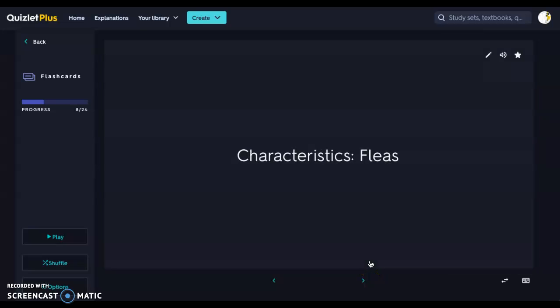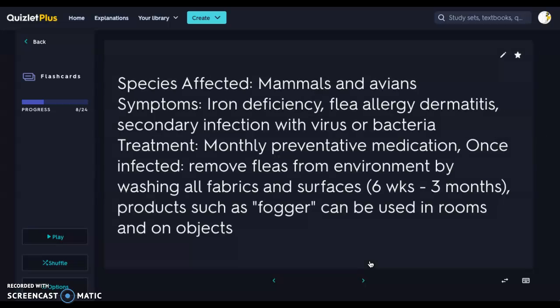The first animal we're going to look at are fleas, right? Because flea is a type of animal. So flea's the first one. Species that are affected: mammals, so both mammals and avians or birds can have fleas. Some symptoms we're going to see is iron deficiency because fleas do feed on blood, so they have blood meals. You may see flea allergy dermatitis. Also then secondary infections with viruses or bacteria that are contaminated from the fleas.